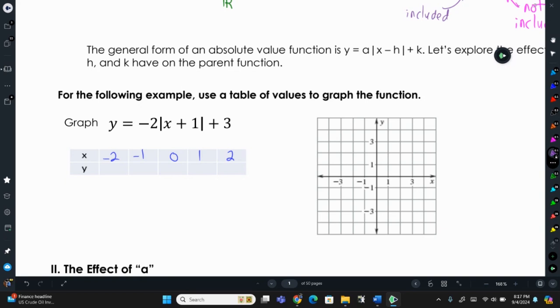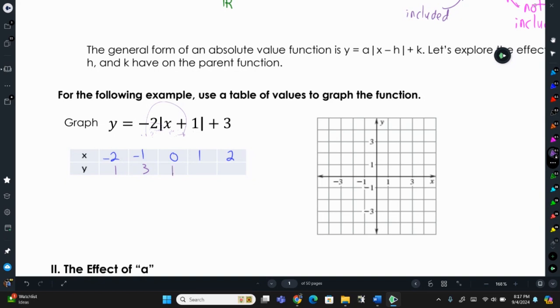Negative 2 plus 1 is negative 1. The absolute value of negative 1 is positive 1, times negative 2 is negative 2, plus 3 is 1. Then negative 1 plus 1 is 0. The absolute value is 0, times negative 2 is 0, plus 3 is 3. Now 0 plus 1 is 1. The absolute value of 1 is 1, times negative 2 is negative 2. Negative 2 plus 3 is positive 1.